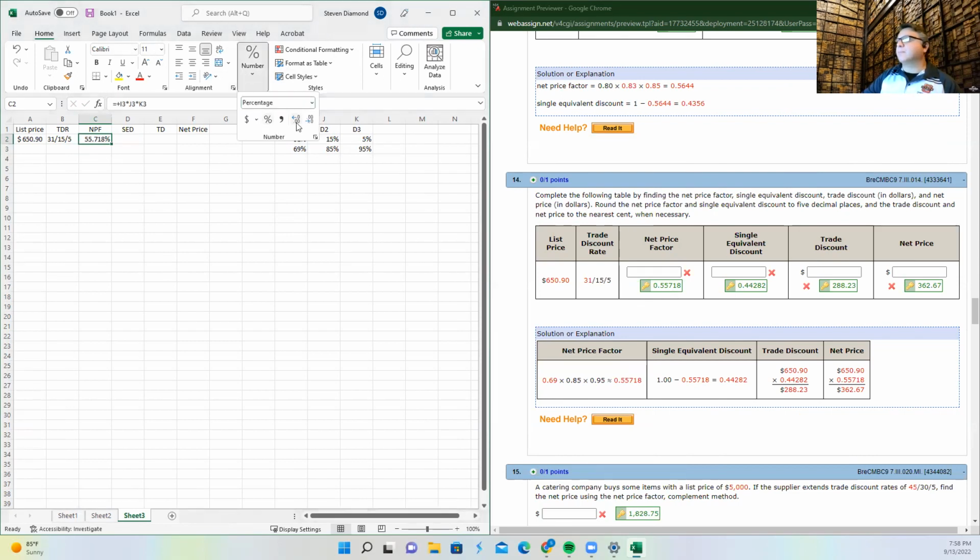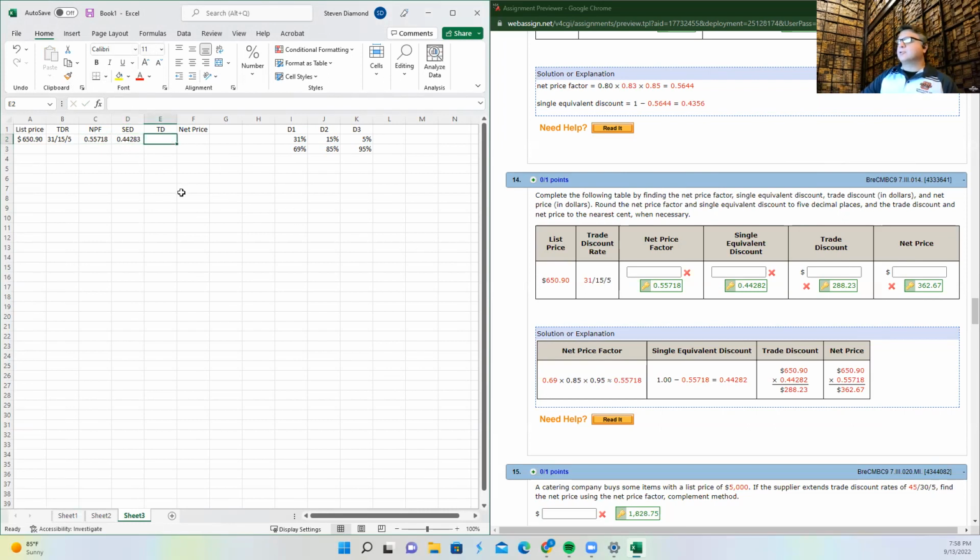Okay. And it looks like they're asking for it as just a regular number. Taken to, and I didn't actually read the directions on that particular one. We should probably do that. But 1, 2, 3, 4, 5 numbers. So our single equivalent discount is going to be 1 minus that. All right. And once again, I want to format it the same way with the same amount of numbers behind the decimal point.